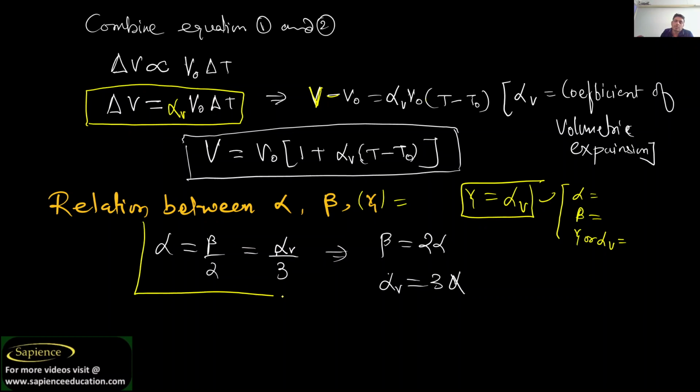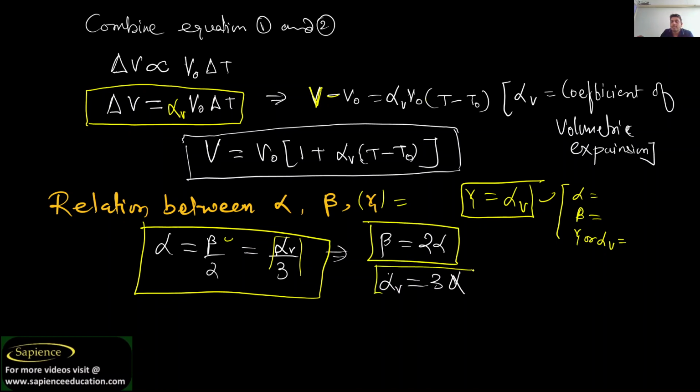Now there is a relation between alpha, beta and gamma. Generally you will get that alpha is equal to beta by 2 and alpha is equal to gamma by 3, or beta is equal to 2 alpha, and the volumetric coefficient is equal to 3 into alpha, right? So how will you prove this? It is a big question, how you will prove this.